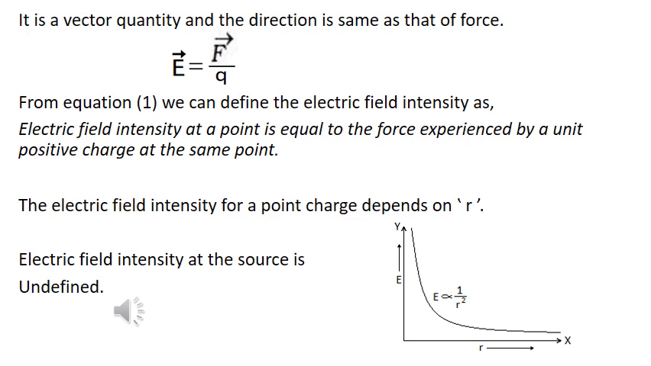The intensity of the field for a point charge depends on r, and it is inversely proportional to the square of r, as shown in the graph of the variation of E with distance r. At the source charge, the electric field intensity is undefined because there r will be equal to 0. Therefore, E will be infinity.